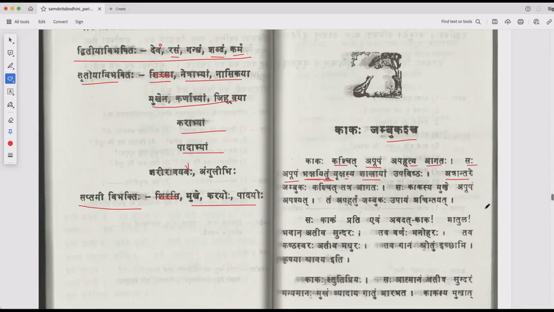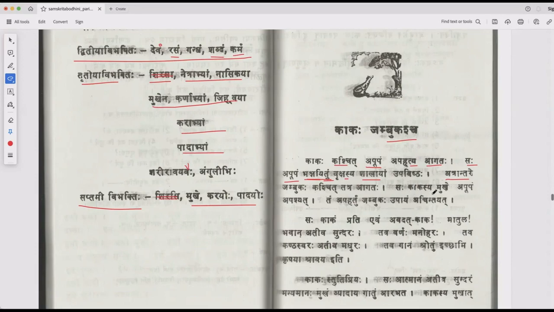Pradhama vibhakti. Kaschit tatra, from somewhere. Kaschit. No, kaschit jambukaha. So jambukaha kaschit, some fox, tatra agataha. Tatra agataha. Yeah, it came there. Came there. Tatra is there.